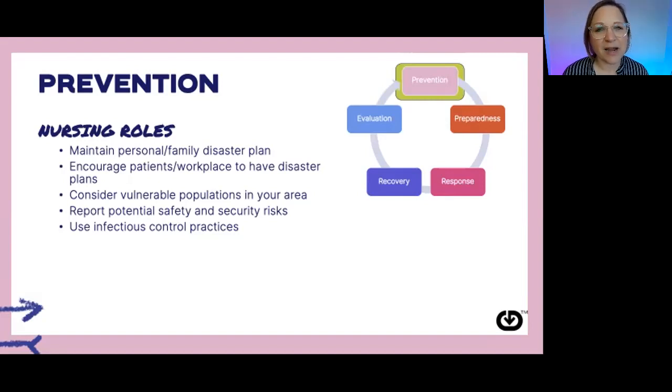But prevention strategies for nurses include things like maintaining our own personal and family disaster plans so that we're really leading by example, encouraging our patients and workplace to have disaster plans available, considering the vulnerable populations in our areas and how we might have an impact at reducing their risks during a disaster, and reporting potential safety and security risks. If you see something, say something so that things get mitigated before they become a problem.